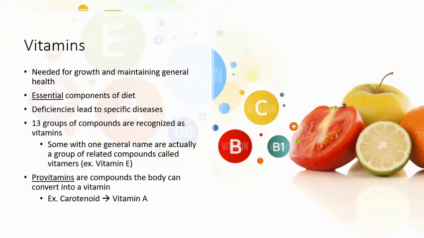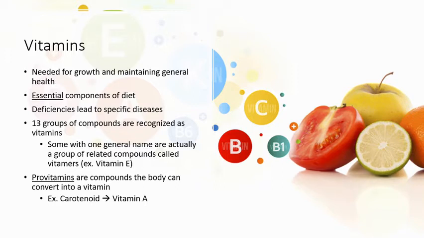So deficiency in vitamin D is going to have a different effect or different disease than a deficiency in, say, vitamin B12. There are 13 groups of compounds that are recognized as vitamins. Some have one general name but are actually a group of related compounds. A good example of this is vitamin E. It's a group of compounds that we just put under this umbrella term of vitamin E.